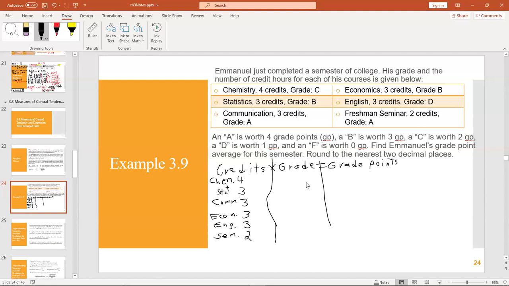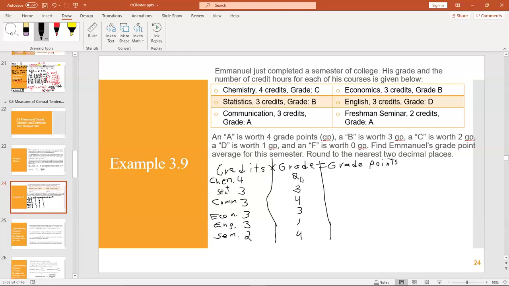So the grades for all these, chemistry is a C, that's going to be equivalent to 2 grade points. Stat is a B, that's going to be 3. Communications is an A, which is 4. Econ is a B, that's 3. English is a D, which is 1. And then seminar is an A, which is 4.